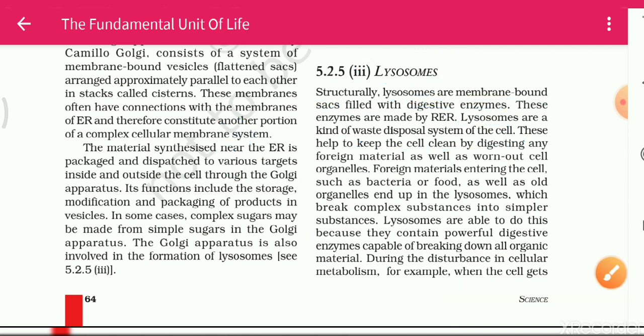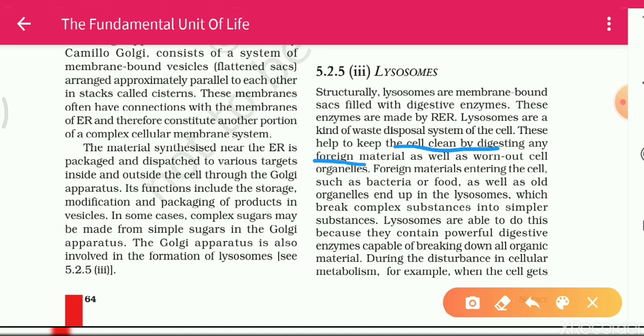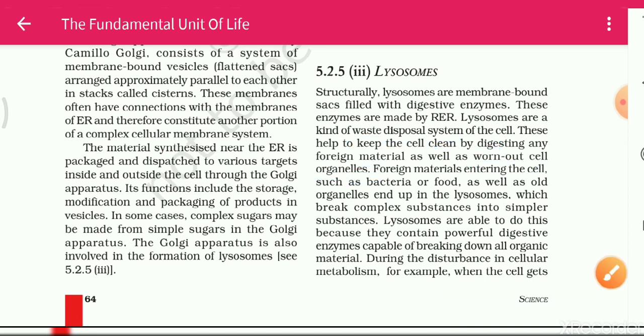Now, these help to keep the cell clean by digesting any foreign materials as well as the worn out cell organelles. I told you that it will keep the cell clean by eating it, and if any foreign particles enter, then it will eat them, as well as the worn out organelles. Worn out organelles means if any organelles break inside the cell, then these lysosomes can eat them and make the cell clean. That's why it is called the waste disposal system of the cell. Sometimes it is also called the scavenger.